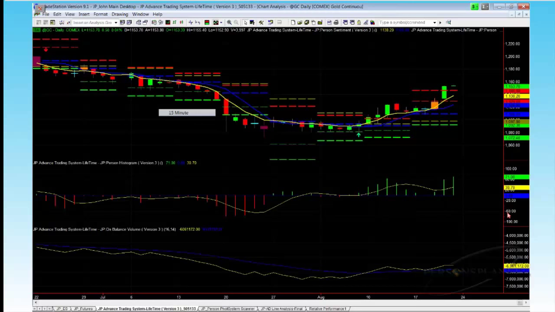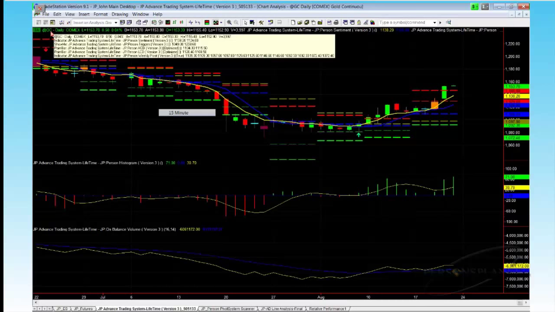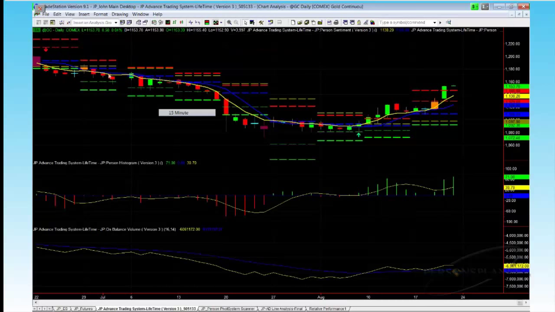This is the difference between gold and GLD. Gold obviously has fewer holes in it because it trades literally 23 hours a day, 5 days a week, right? GLD doesn't trade overnight. But I always teach people, if you're trading a commodity-based ETF, typically we would look at the price direction of the underlying commodity rather than just paying attention to the ETF.